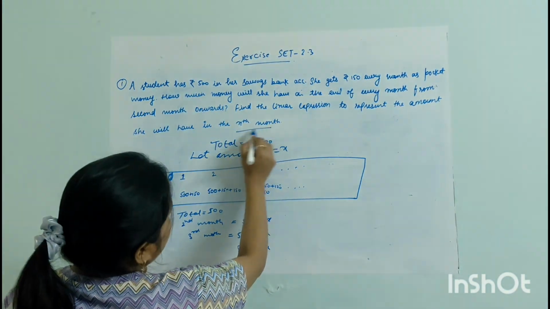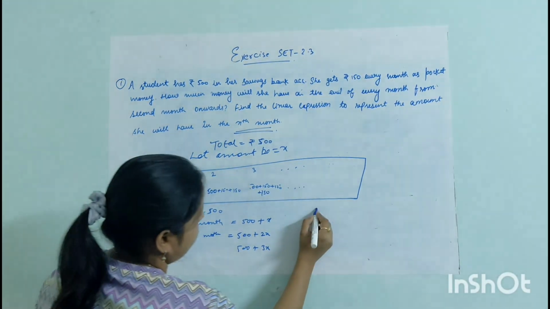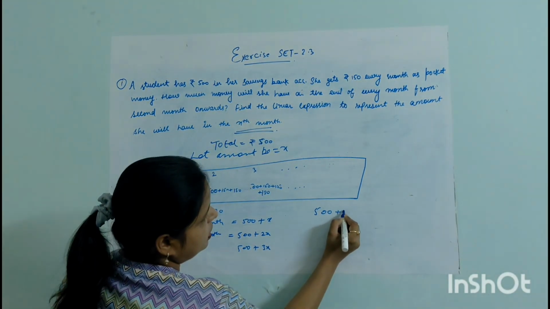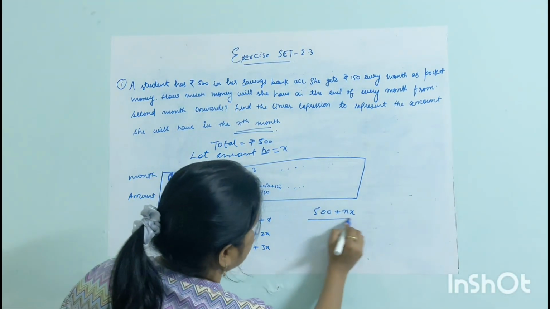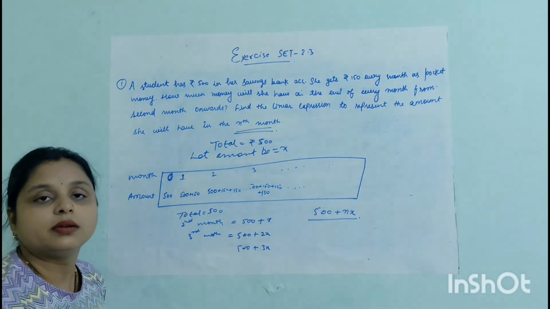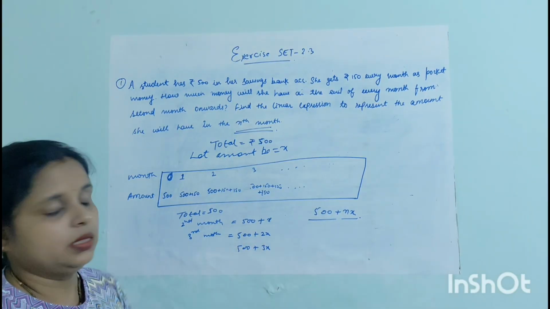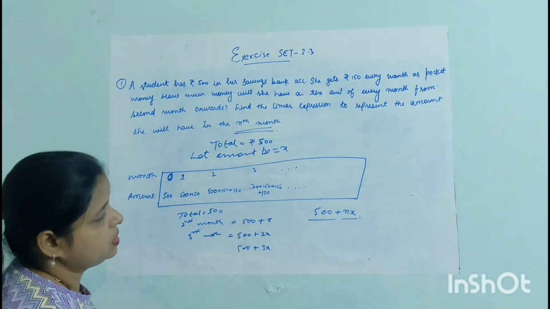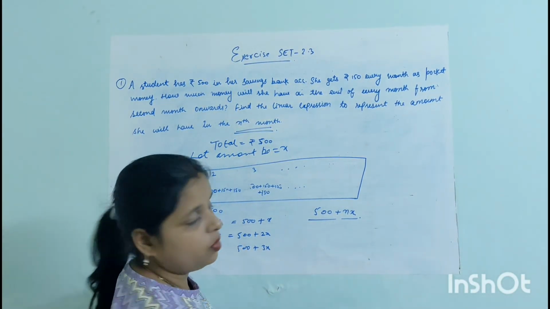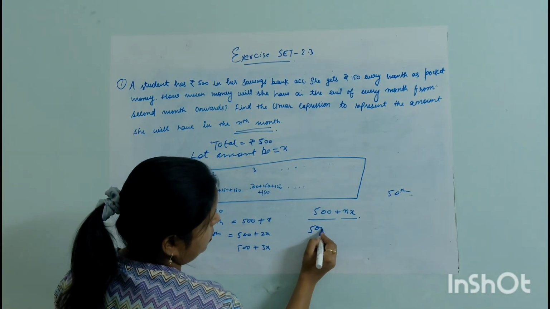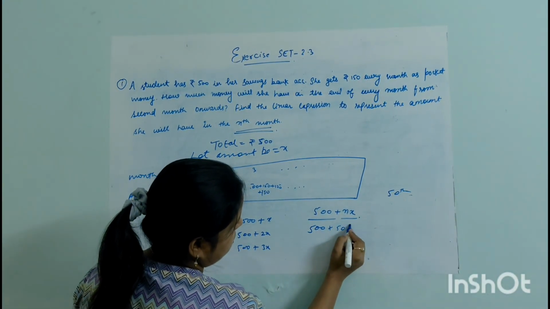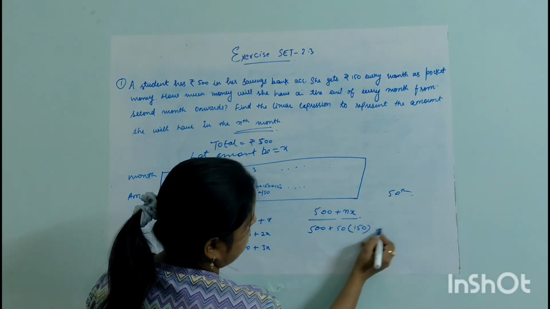So in the nth month, how much amount will it be? 500 plus nx. So this is a linear algebraic expression for the nth month. If someone asks what will be the total amount at the end of 50th month, we can do 500 plus 50 into x, where x is 150, and we can get the total amount.